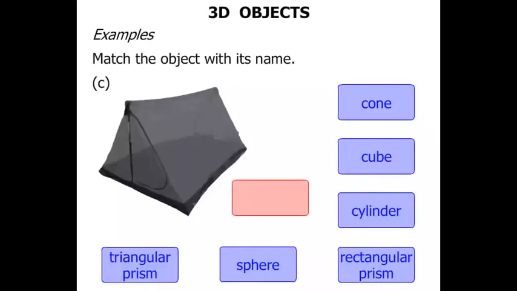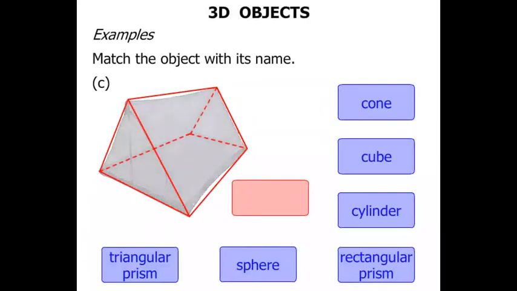This next one here, this tent. It's an older style tent. There's still a few of these around, but mostly they're the dome type. But this old style tent, let's have a bit of a look. We've just traced it out a bit. What do you think? Well, this is a triangular prism.